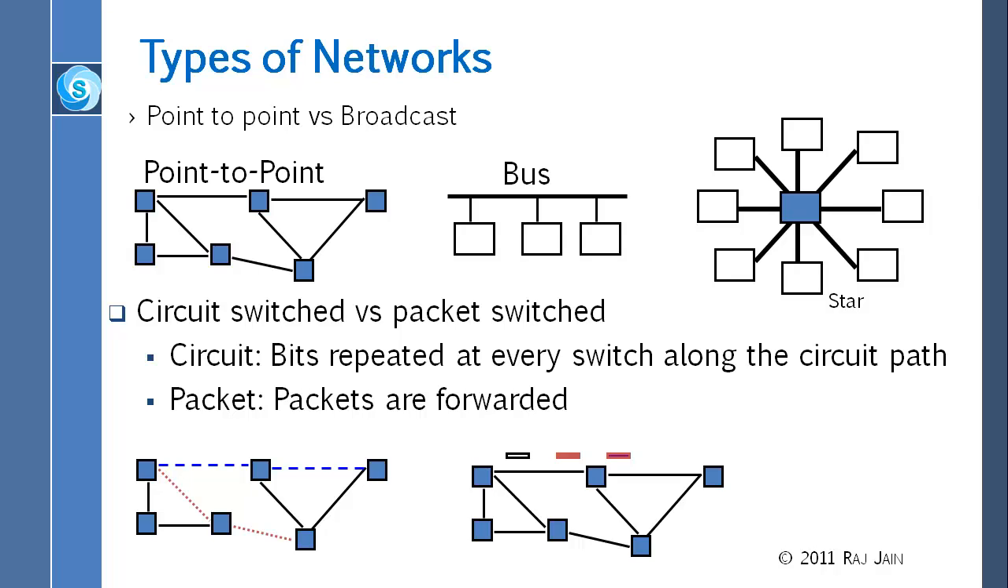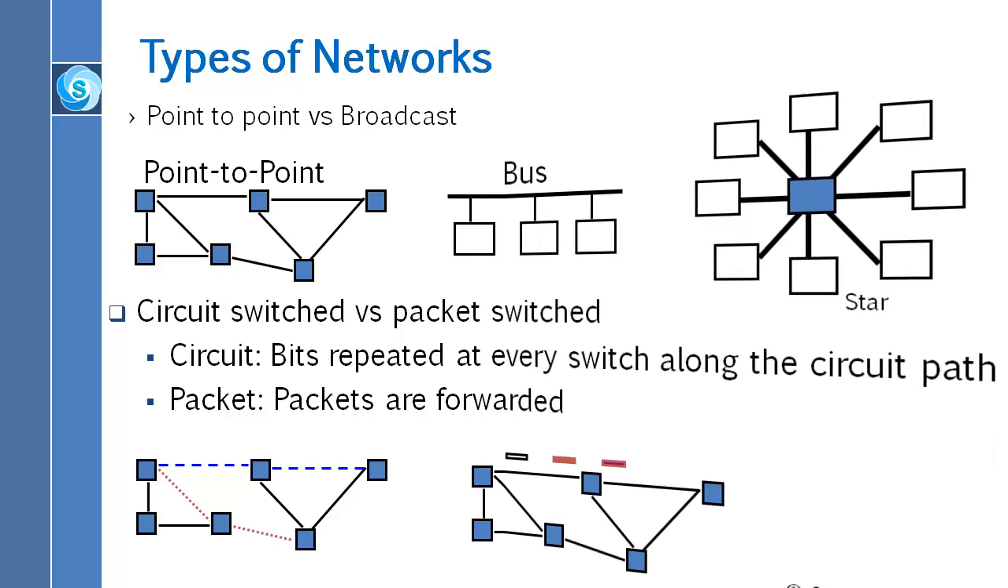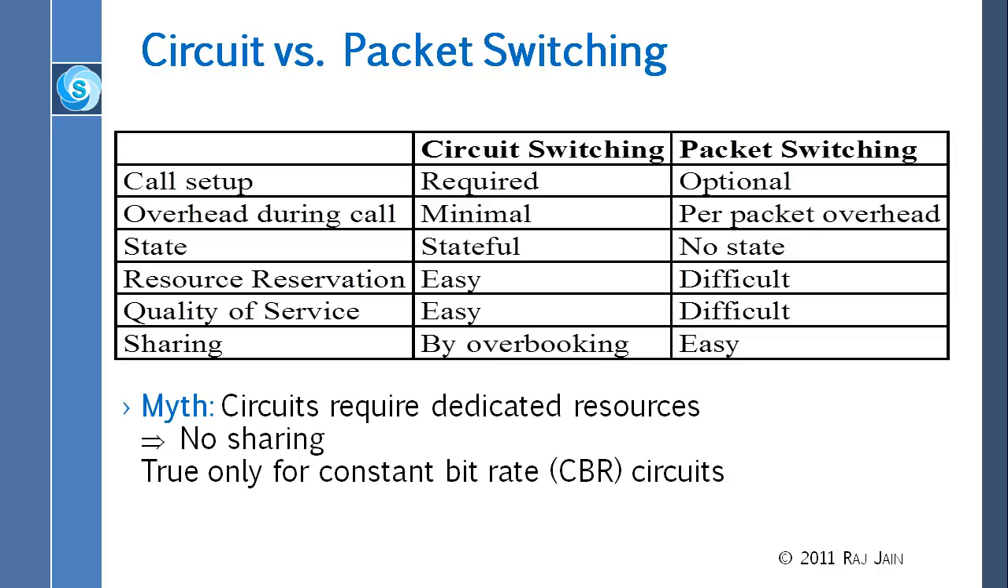All right. So the main difference is that circuit switching requires call setup. In packet switching, you don't have to have a call setup. Even in packet switching, you could say that I really want to watch this movie for the next 3 hours, so please reserve this much capacity for me to the router. But that is not generally done. This is optional. Overhead during the call is minimal in circuit switching, because there are no address bits, there is nothing else, so there is no overhead during the call. In packet switching, every packet has an overhead.